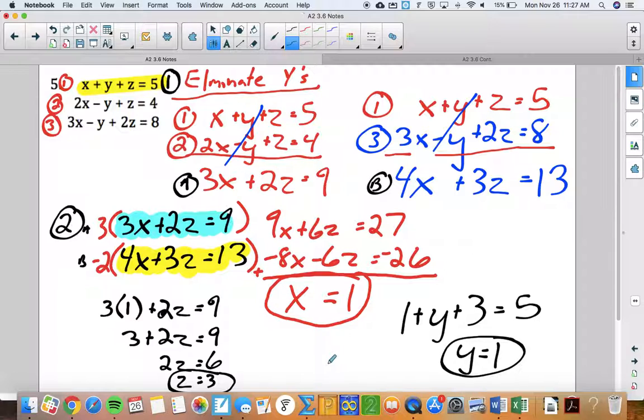So my ordered pair is 1, 1, 3. X, y, z. And if you plug them back into the other two equations in the system, it should be correct. And I think it is. There's the solution.